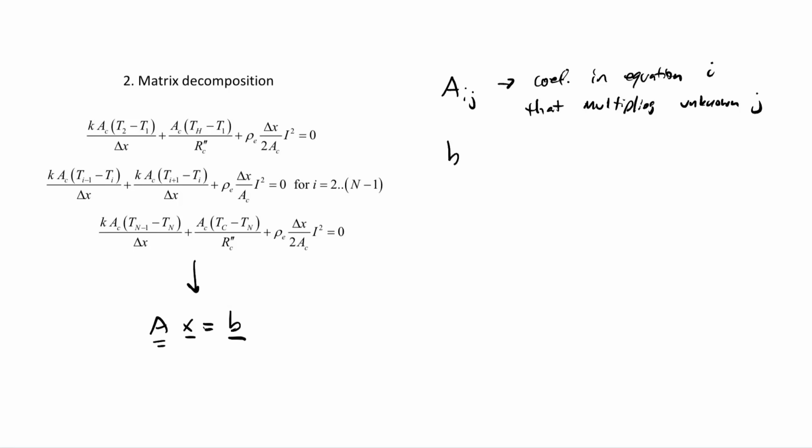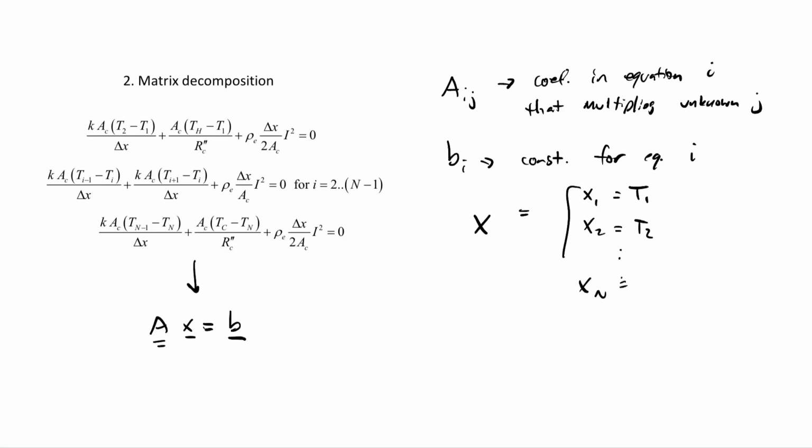B_i is just the constant, the constant that's left over for equation i. Our x vector is easy. It's just our temperatures. So x1 is T1, x2 is T2, and so on to xn equals Tn.